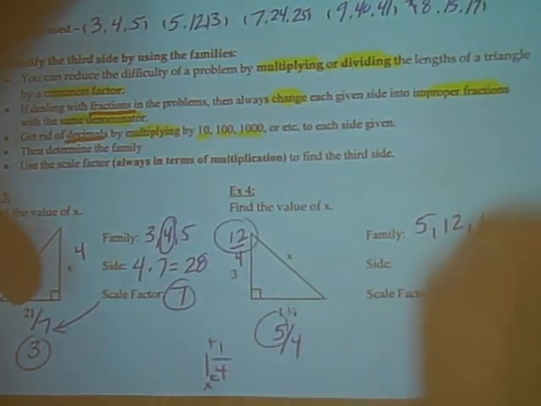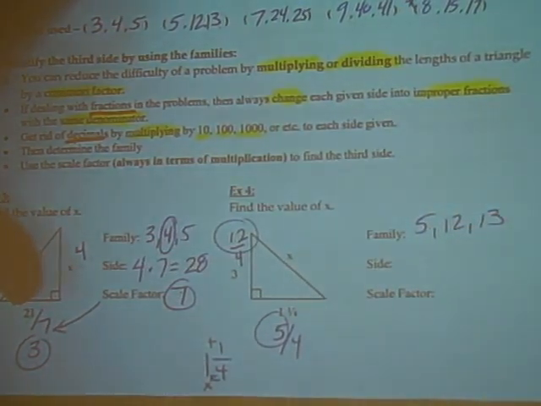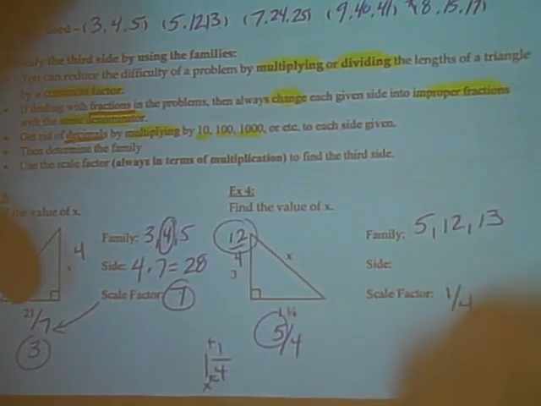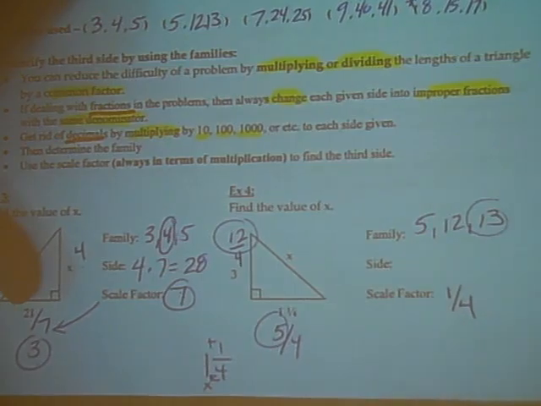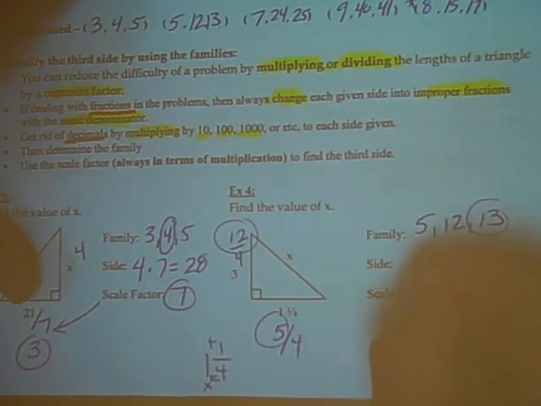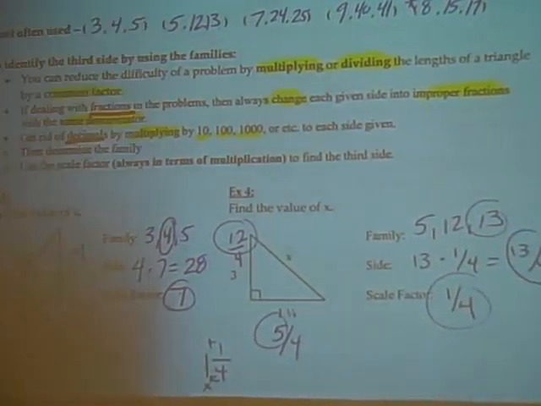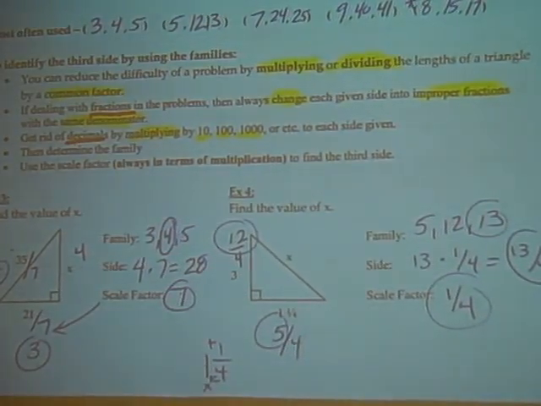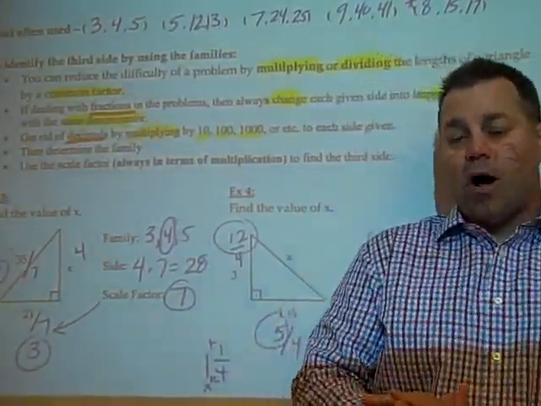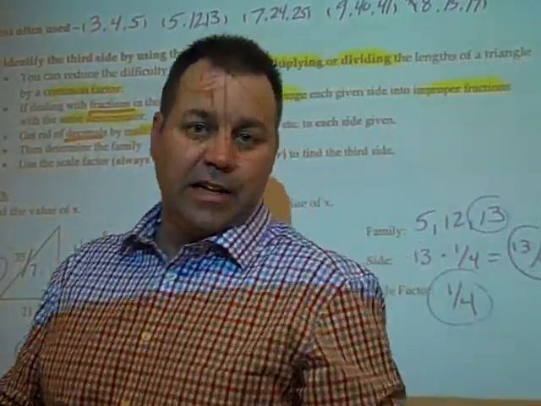5, 12, 13. Our scale factor here, since we're dealing with a fraction, and it was a fourth, is 1/4. So I take this number and I take this and multiply them together. So we have 13 times 1/4, which is going to equal 13 over 4. One of the more difficult ones that we will practice more in class. Now we're going to go ahead, pause it, and start the next part of the video.